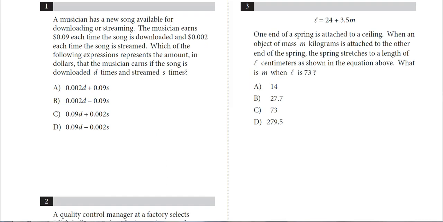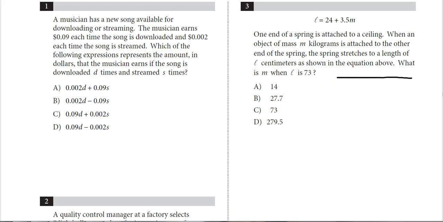Number 3, one end of a spring is attached to a ceiling. When an object of mass M is attached to the other end, the spring stretches to a length of L. What is M when L is 73? So I probably don't really have to have a picture, but I'm going to draw one just so you kind of know what's going on here.